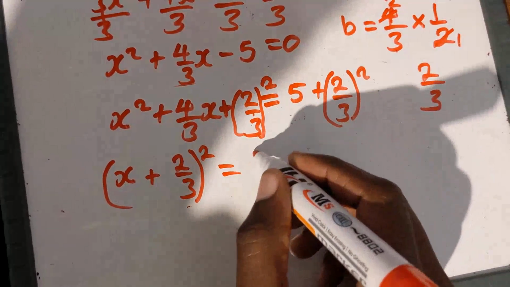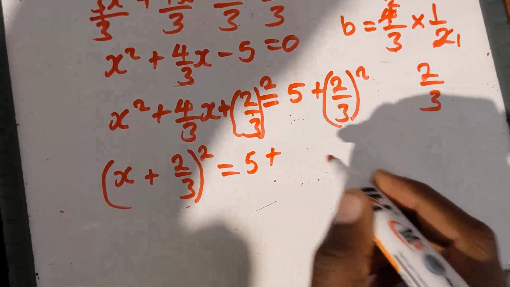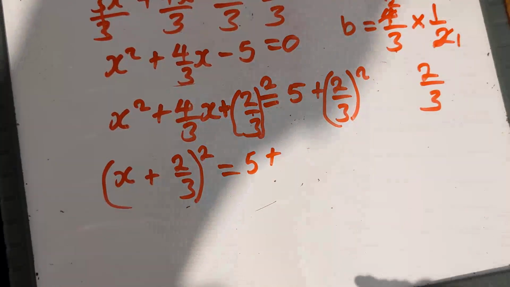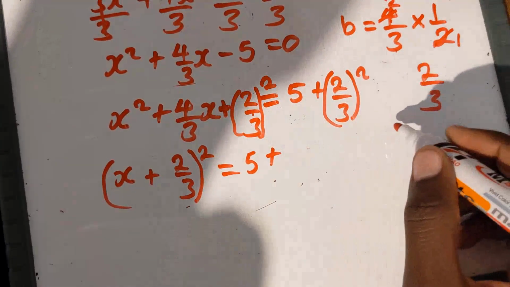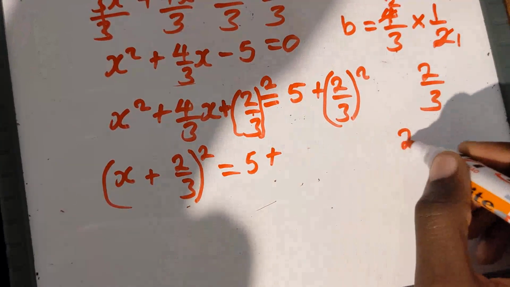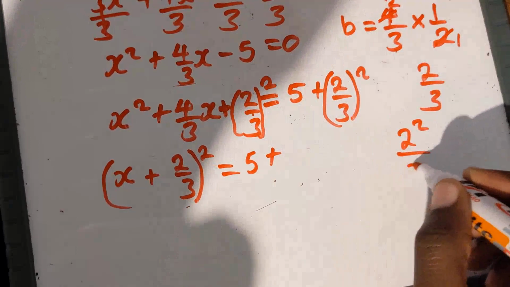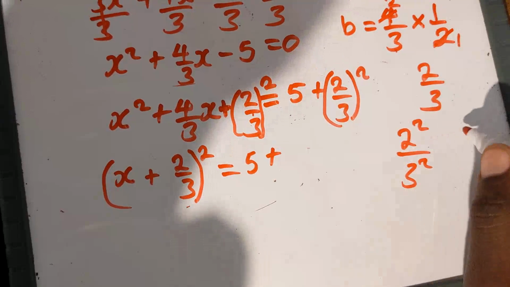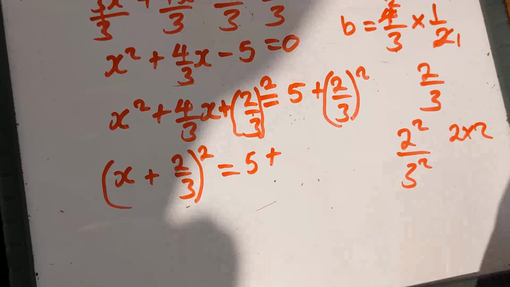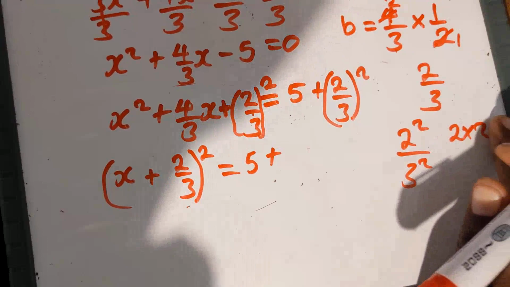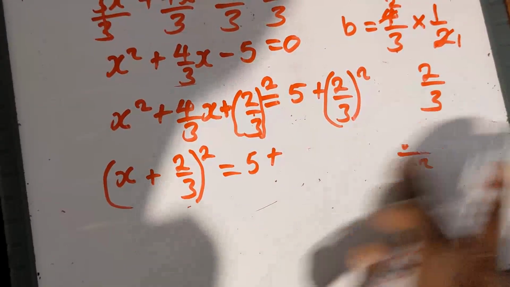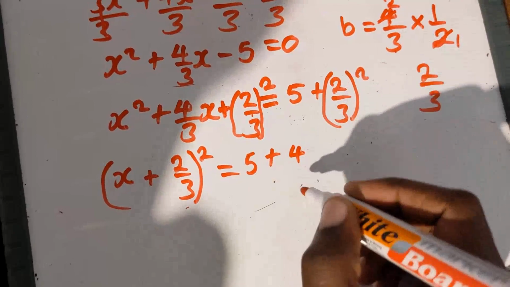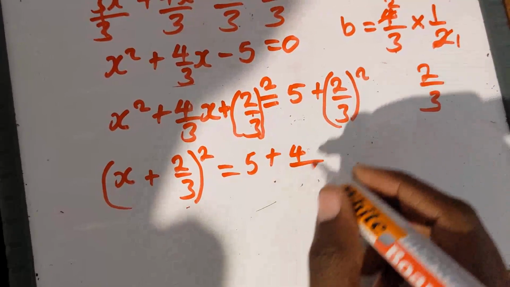So this is going to be 5 plus. Now this square means that it is a square of 2 and also a square of 3. So it is just like this: 2 squared over 3 squared. And this square just means 2 times 2, which is 4. So the square of 2 is 4, and the square of 3 is 9.